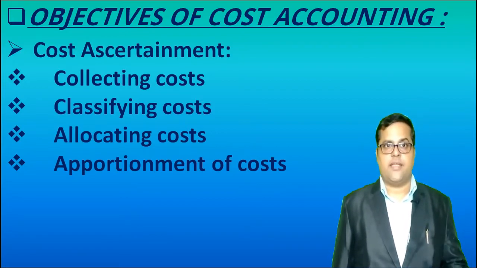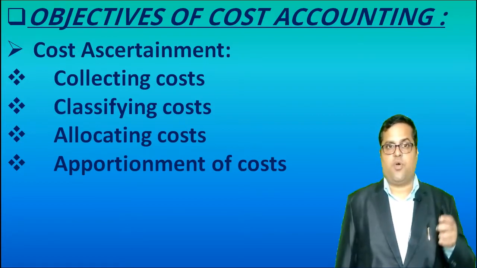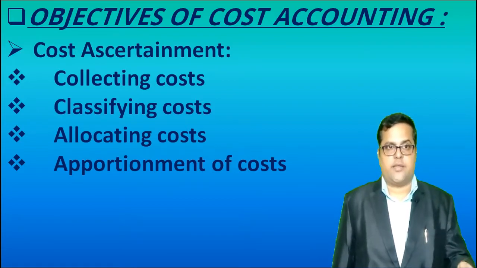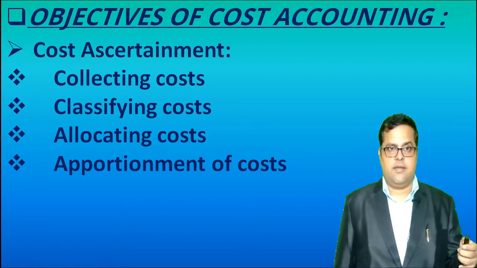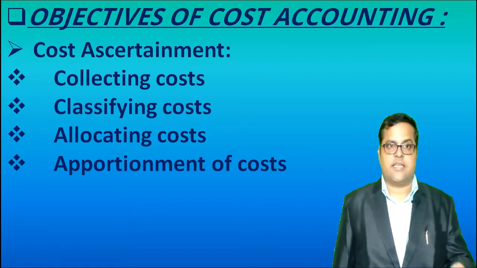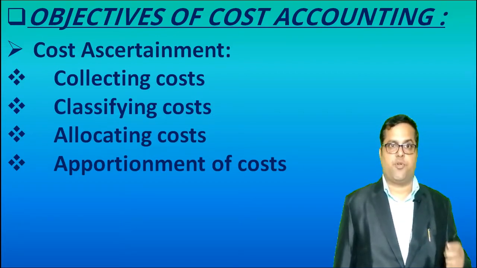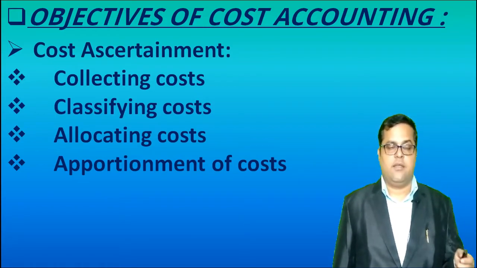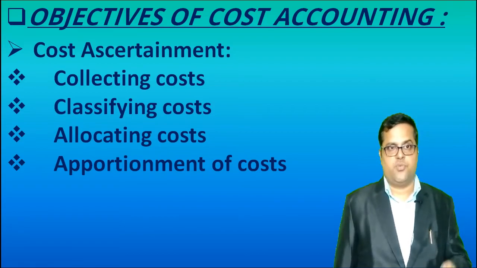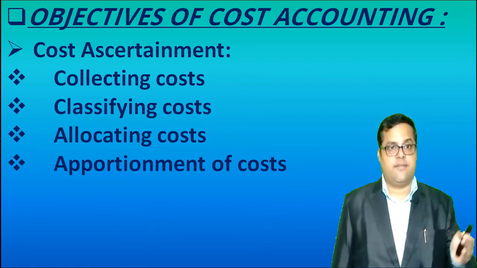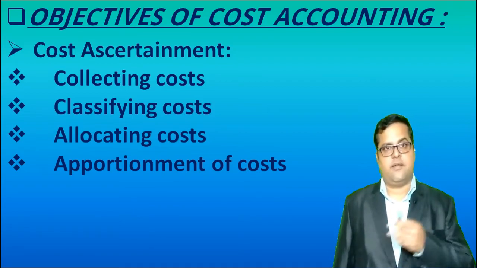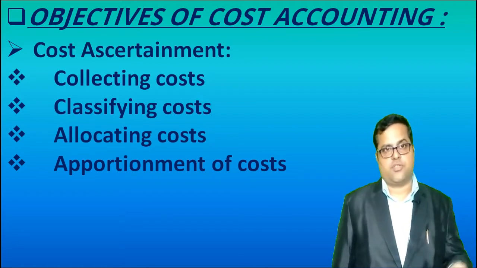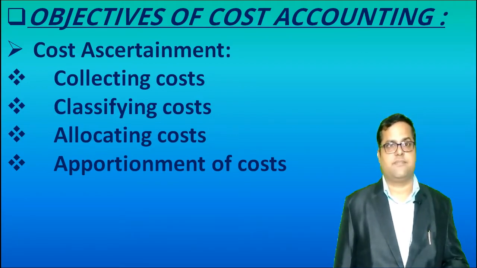Next is allocating cost. Once costs are determined, we have to allocate them to different projects, different cost centers, etc. And last one is apportionment of cost. Some costs are such that they are incurred for a group of items. So we need to apportion them, or rather divide them amongst the different projects or different cost centers.